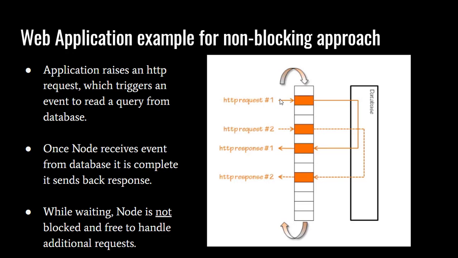So once Node receives an event from the database that it's complete, it sends back the response. So the response comes back asynchronously. While waiting, Node is not blocked. That's the main thing. It's not blocked. Non-blocking I/O. It's free to take as many requests as it can handle, and basically that's the power of the event loop, right? It's concurrency, it's non-blocking, it's asynchronous.